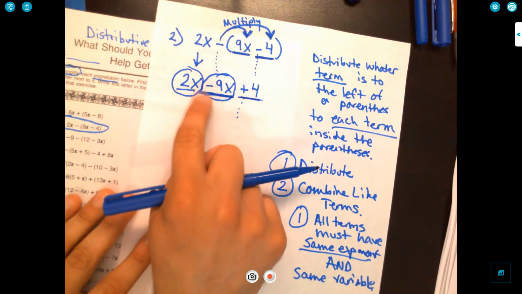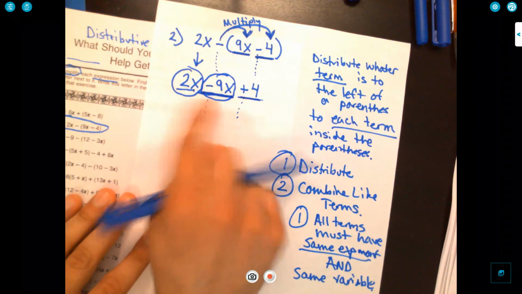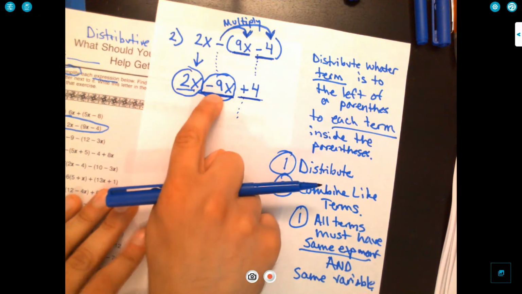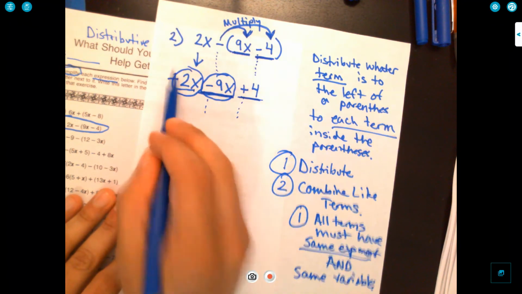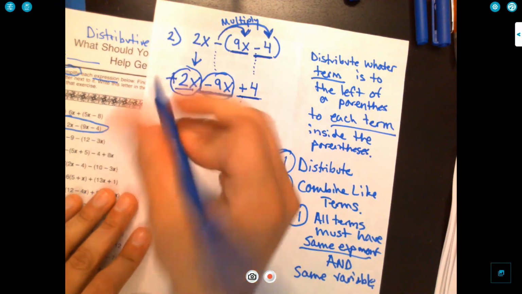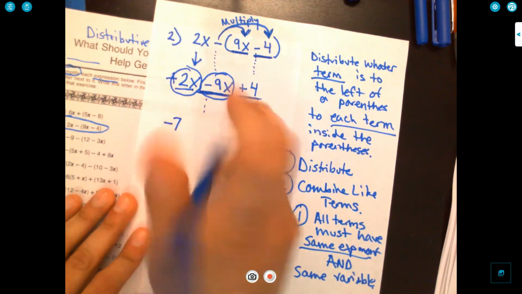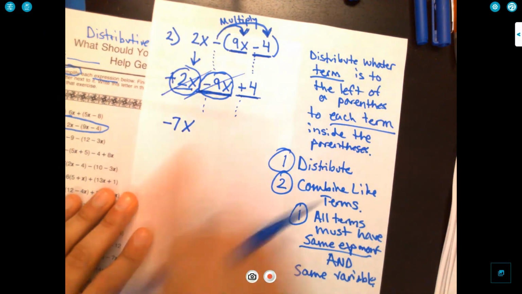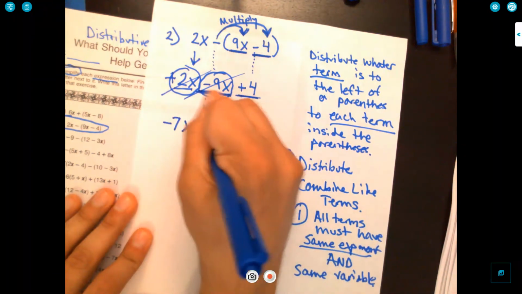Keep in mind, when you're combining like terms, you're not multiplying. You're adding or subtracting. So you're taking 2 and subtracting 9, or you're taking negative 9 and adding positive 2. So negative 9 plus 2 would be negative 7. Carry down your x, the variable stays the same. I'm going to cross that off so I don't duplicate, and then we have our positive 4 left.